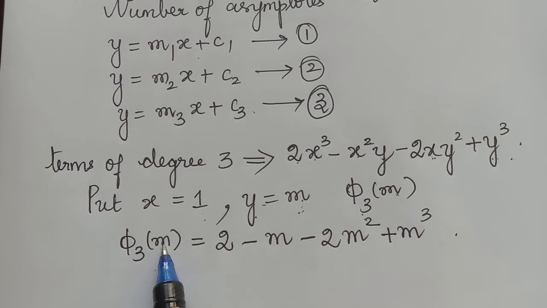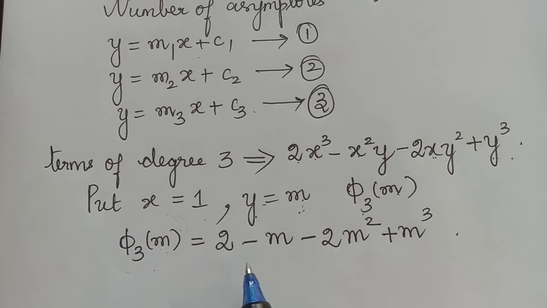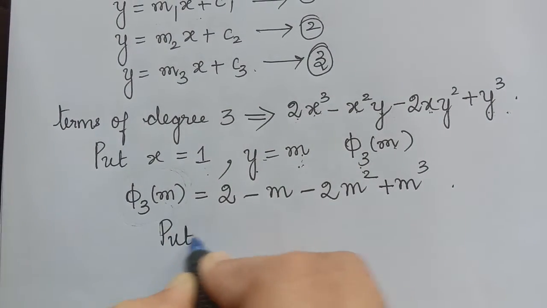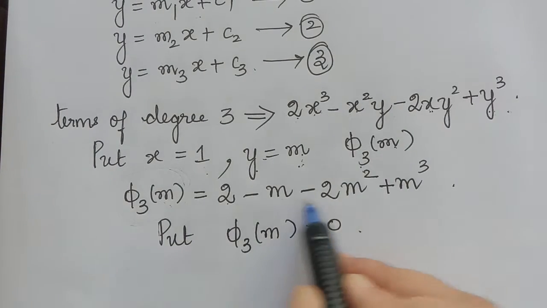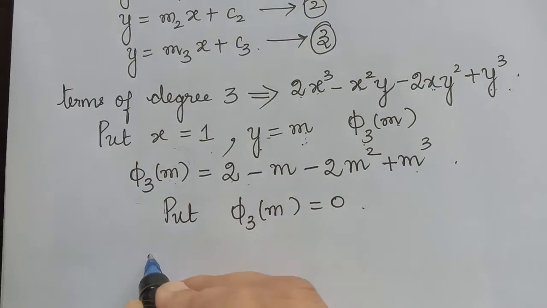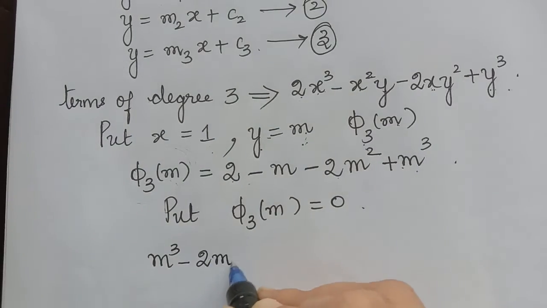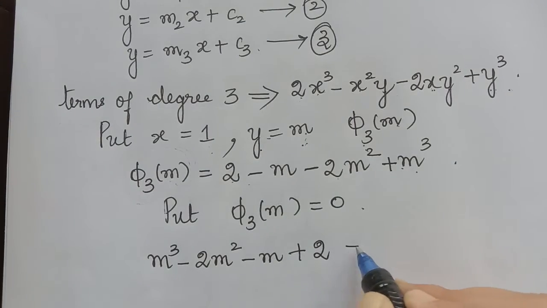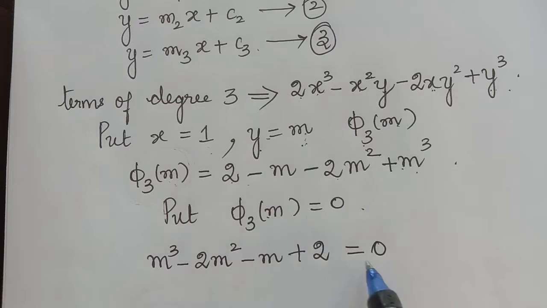After obtaining phi 3 of m, we should equate this phi 3 of m to be equal to 0 in order to find the value of m. So we have to put phi 3 of m equal to 0. We will rewrite this according to the powers of the term. So this will be m cube minus 2m square minus m plus 2 is equal to 0. I have written it in the order of the power.